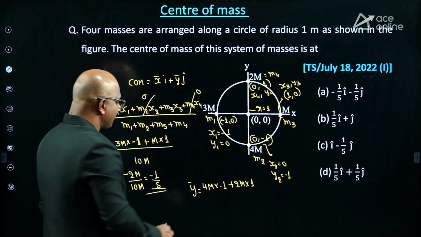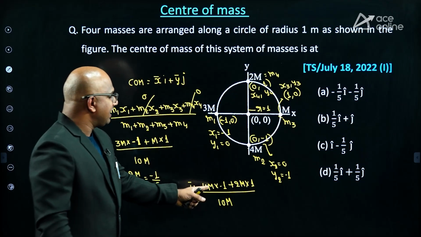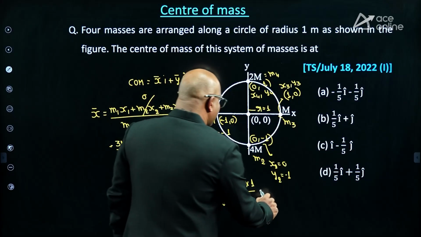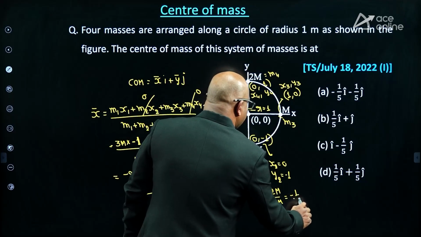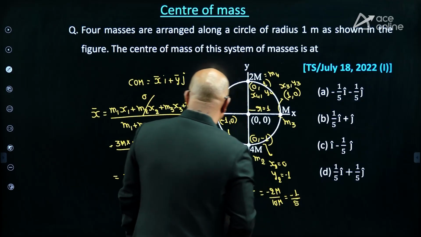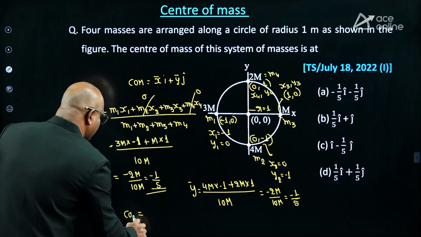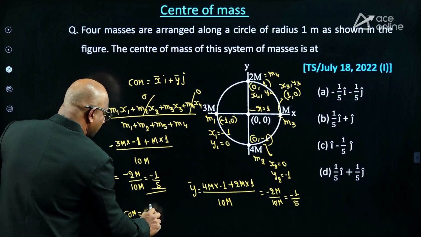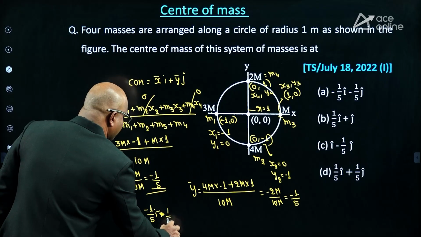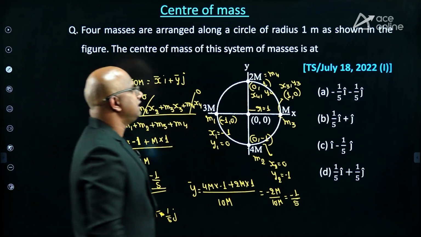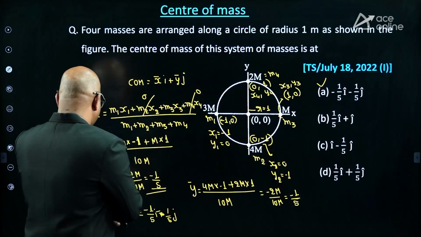1 itself by again all 10m. So how much is coming guys? -4m plus 2m equals how much is coming? -2m by 10m. The answer equals -1 by 5 guys. So the center of mass equals x bar i plus y bar j, so minus 1 by 5 i bar minus 1 by 5 j bar. The answer is option A, it is the correct answer. I hope this is clear, guys. Now listen carefully, sir.